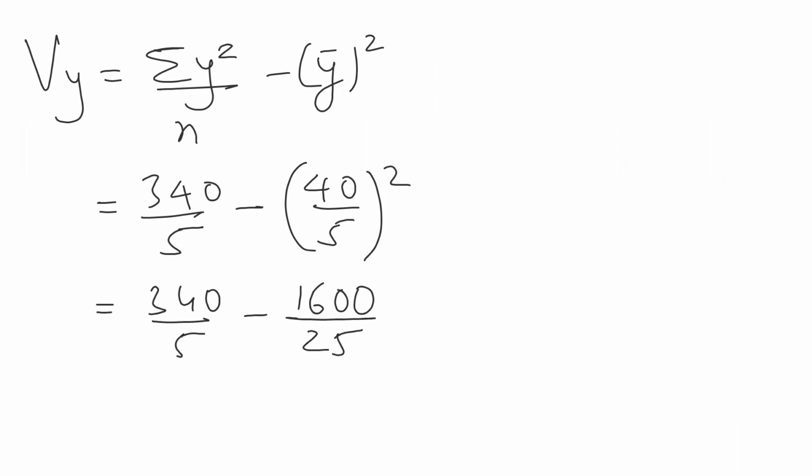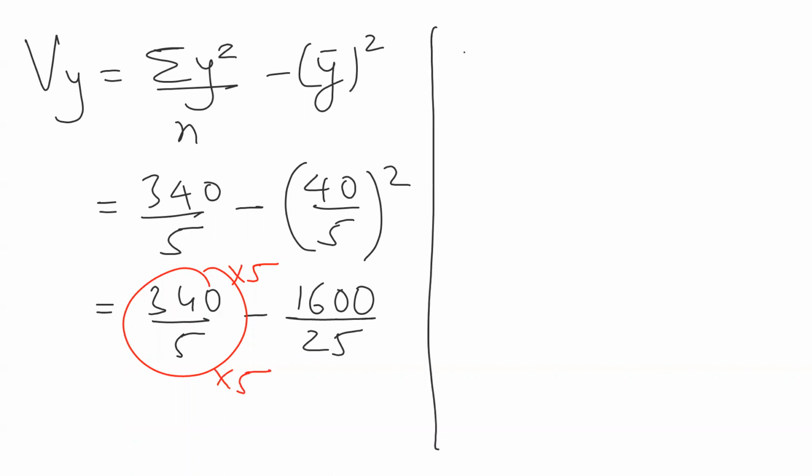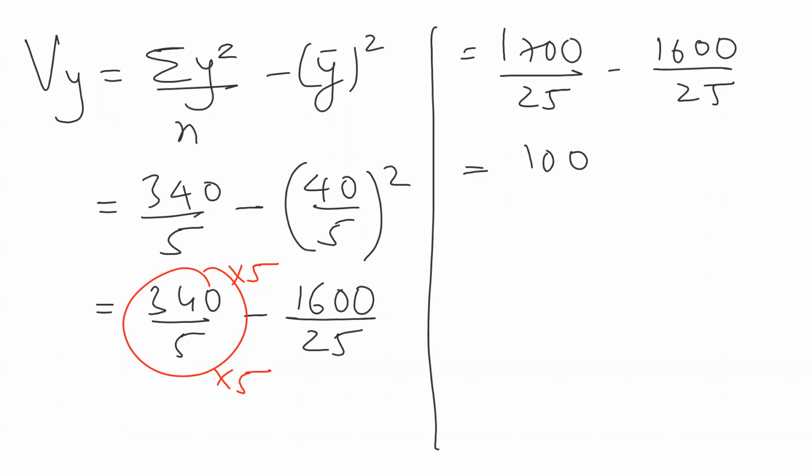I'm not relying on division, I'm relying on LCM. So to make the denominator the same, multiply and divide with 5. So this turns out to be 340 into 5. That is what we'll have to do. 1700 upon 25 minus 1600 upon 25. So that is 100 upon 25. That is variance of y, right?